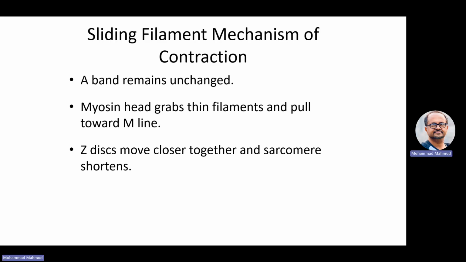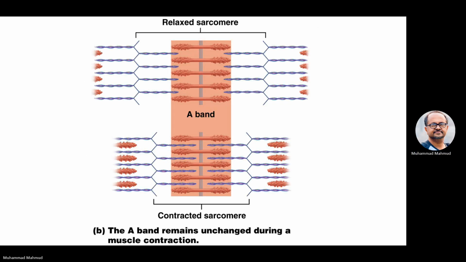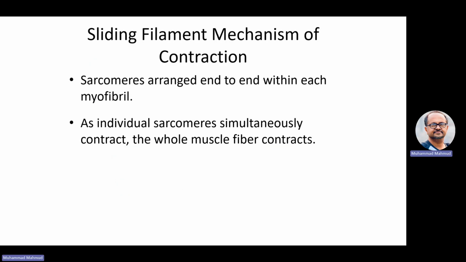The A band will remain unchanged. The myosin head grabs thin filaments and pulls them toward the M line, the middle line. Z discs move closer together and the sarcomere shortens. This will be explained in detail in the next lectures. Last slide to know: sarcomeres are arranged end to end within each myofibril. As individual sarcomeres simultaneously contract, the whole muscle fiber contracts. So this is all about chapter 18.